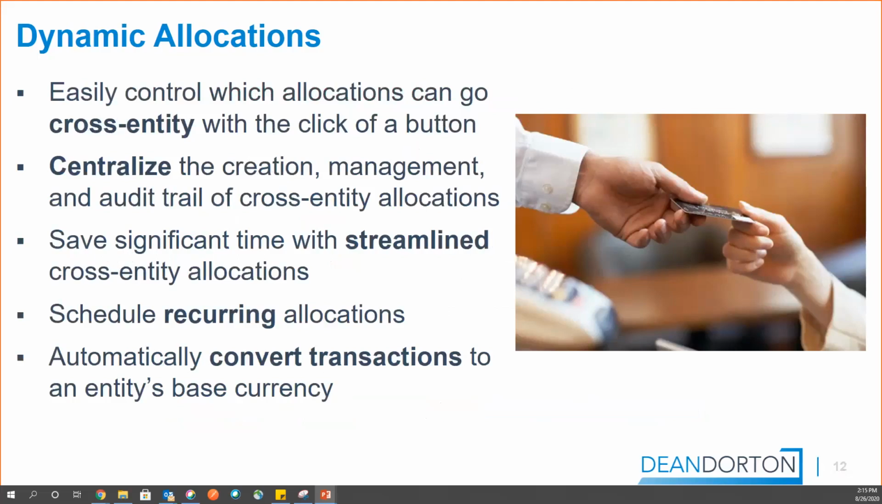So you can choose on an allocation by allocation basis whether you want that allocation to go cross-entity. For those allocations that are cross-entity, this gives you the benefit of centralizing your creation, management, and audit trail in one place. Again, the time savings here can be substantial. It was already saving clients days worth of time per month before we had easy cross-entity. Now there's easy cross-entity, so that has to contribute to even more savings.